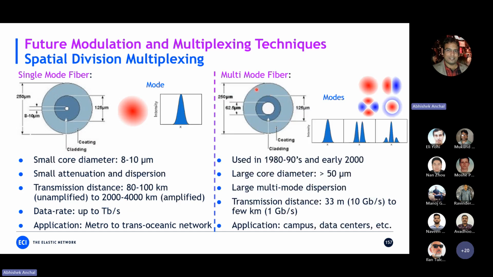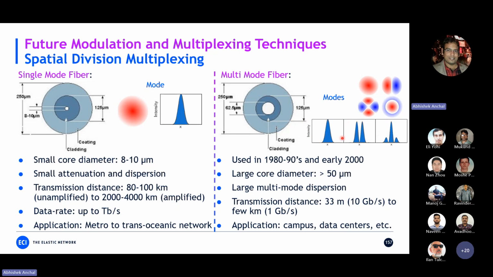In the past, we used to have something called multimode fiber, where the core diameter was very big, so it can accommodate not only one mode but multiple modes. With multiple modes, we have another source of dispersion called multimode dispersion, which we could not overcome. That's why, although it was used in the late 80s and 90s, it was discarded because of multimode dispersion. It is still used for campus and data center, where distance is lower, so the dispersion effect is not too high.